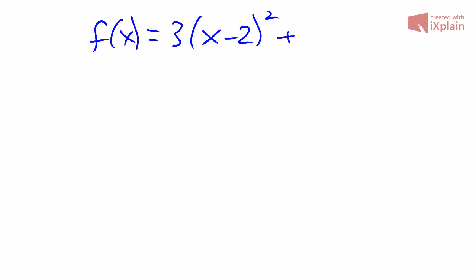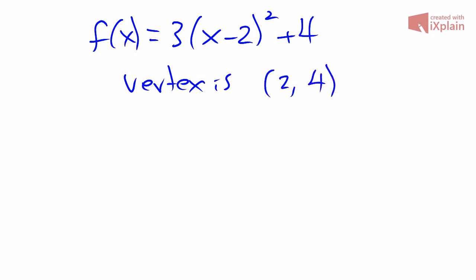Okay, so say we had function f of x equals (x minus 2) squared plus 4. So if you have your equation written like this, it's already in vertex form, and we can tell that the vertex is just 2, 4.